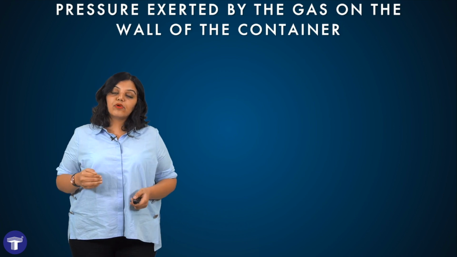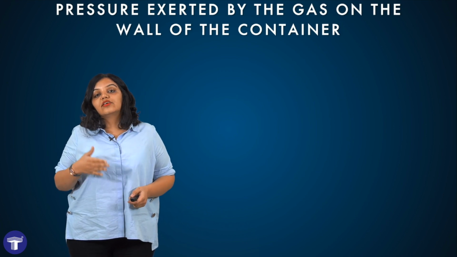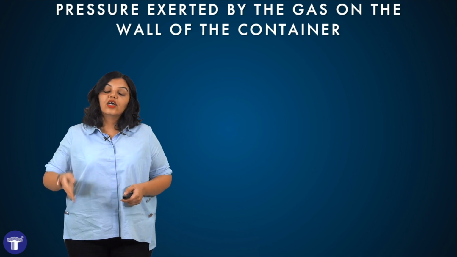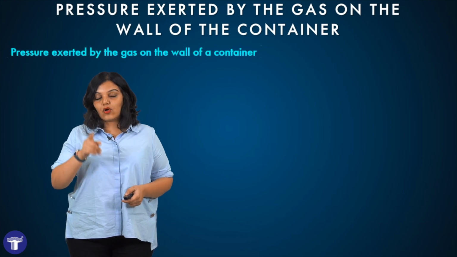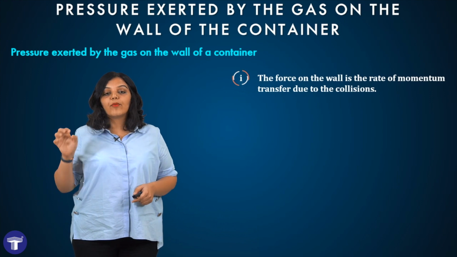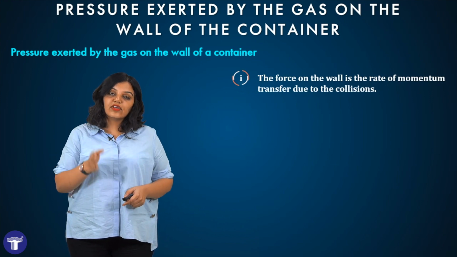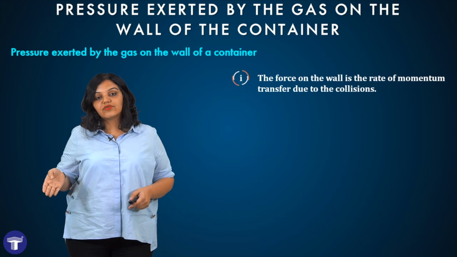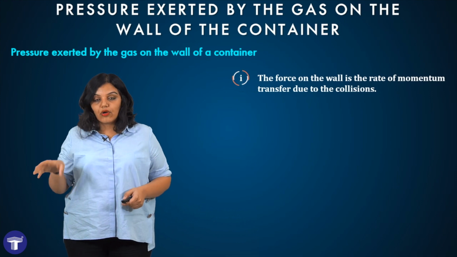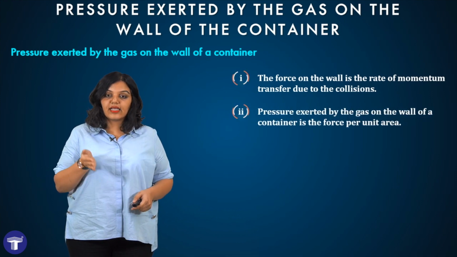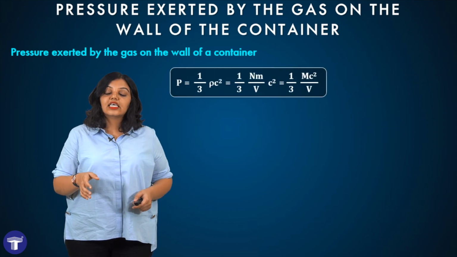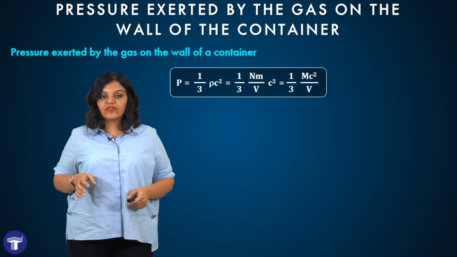And why am I doing that? Because once I have the change in momentum for all the collisions, then I will get the rate of change of momentum. From the rate of change of momentum I will get the force, and force per unit area will give me the pressure exerted by the gas on one wall of the container. Therefore I can say that the force on a wall is the rate of momentum transfer due to the collisions. Every time a molecule collides with the wall, it transfers momentum, and this rate of momentum transfer gives me the force exerted by these molecules on the wall. Overall, the pressure exerted by the gas will be found by finding this force per unit area. If I do that, I will get the pressure exerted by the gas on the wall of the container.